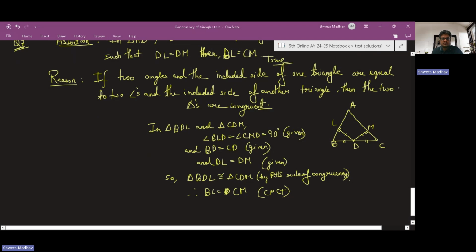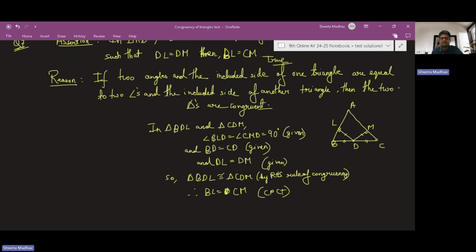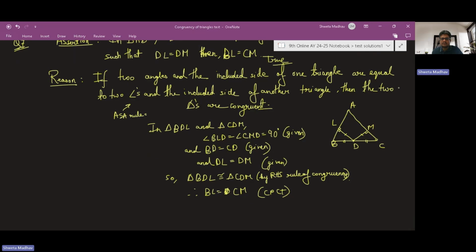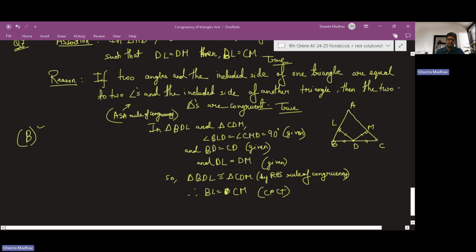But the reason is not true, since in the reason it is told if two angles and included side of a triangle equal two angles and the included side of another triangle, then the two triangles are congruent. So in the reason they are explaining the angle side angle, which is the ASA rule of congruency. So it means that the reason is also true, but it is not the correct explanation of the assertion. So hence option B is the correct answer, since here both A and R are true, but R is not the correct explanation of A.